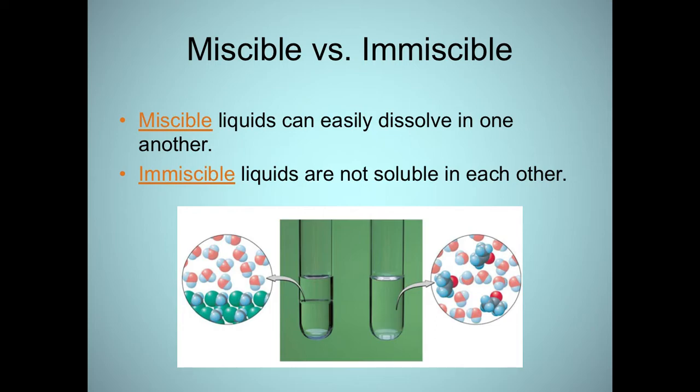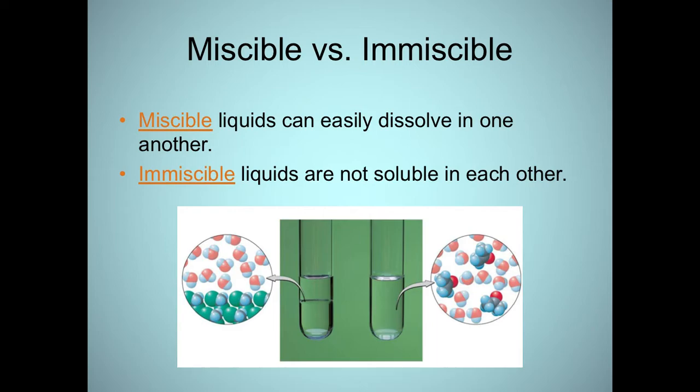Two other words that you might have come across or be familiar with are miscible and immiscible. A miscible liquid is something that easily dissolves in one another. If you have two liquids and you mix them together, they will easily dissolve in each other. Immiscible liquids are not soluble in each other. They do not dissolve.